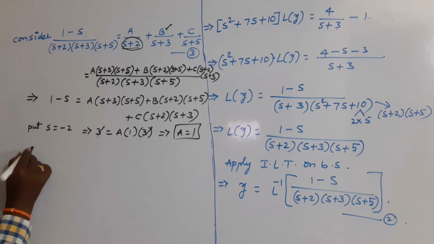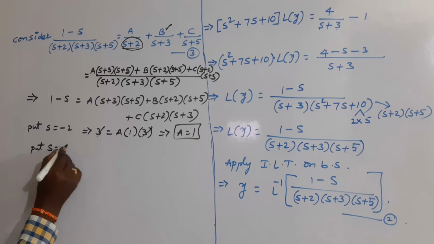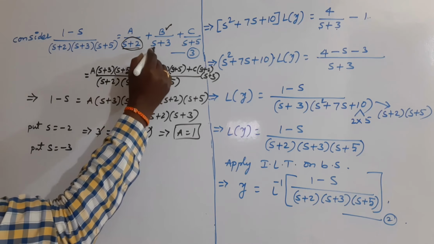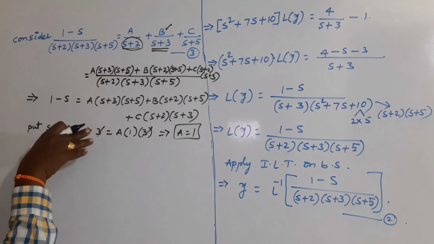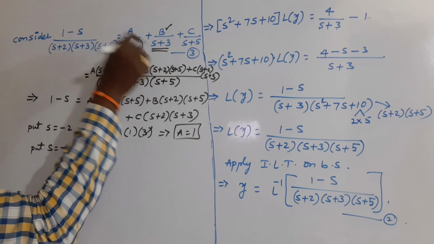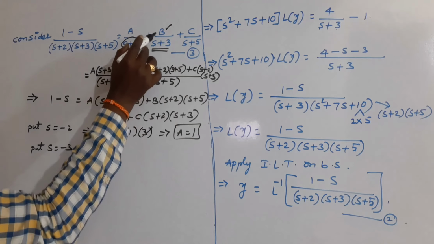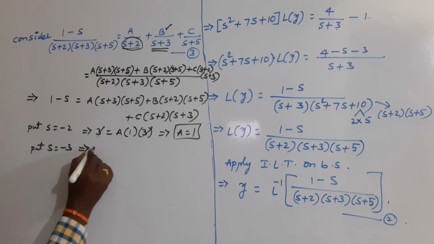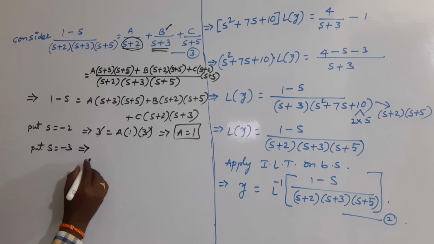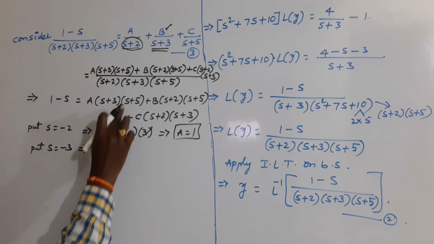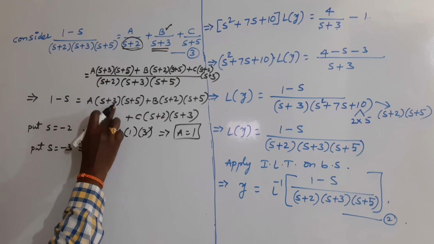Similarly, put S is equal to minus 3, which is the root of the denominator of capital B. If we replace S is equal to minus 3, automatically A and C will be eliminated. Automatically you will get B value only. Okay, so 1 minus of minus 1 plus 3, which is 4. This becomes 0, no doubt at all. Minus 3 plus 3, 0.